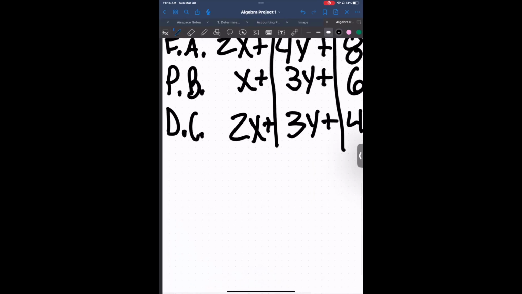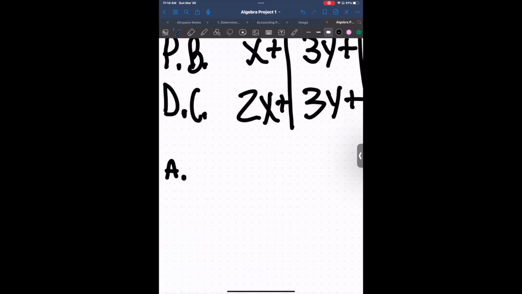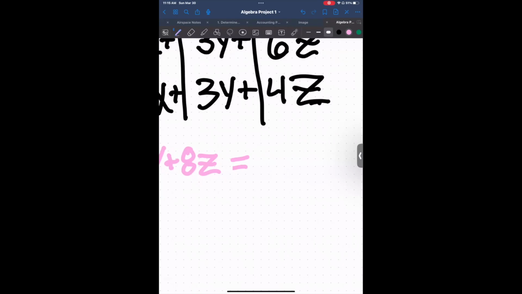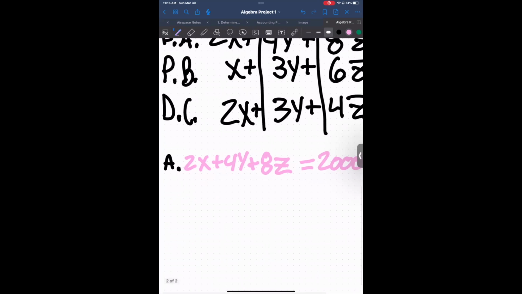Zoom in a little bit here. A is 2x. Well, maybe let's do this in a different color. Maybe 2x plus 4y plus 8z is equal to the amount of time framing, which is 2,000. Does this start to make some sense? Let's go back. Here's B, here's C. These are going to get quite big.